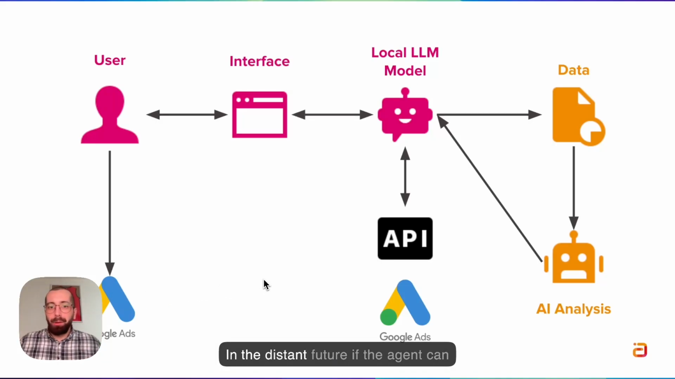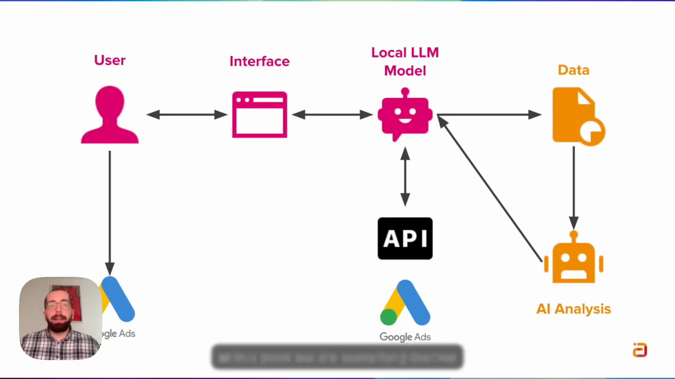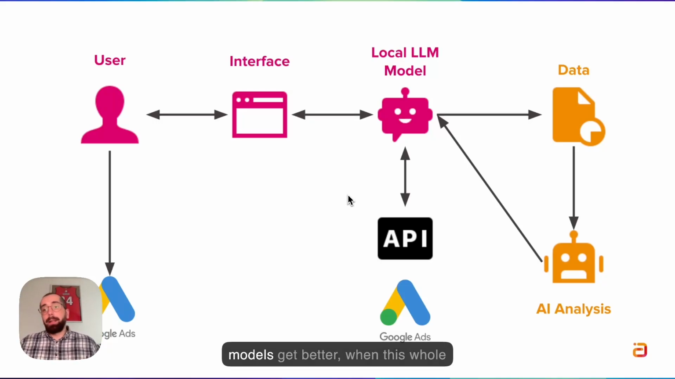In the distant future, if the agent can create proper and really good recommendations, there are a few ways you can go from here. Either we can send a notification in Slack or email, saying hey, these are the opportunities in this account, what you need to do. That's already ideal, but we can also allow the agent itself to make the changes for us, saving even more time. I think we are really far from that at this point, but it's something that we can definitely achieve when the models get better, when this whole workflow gets better.